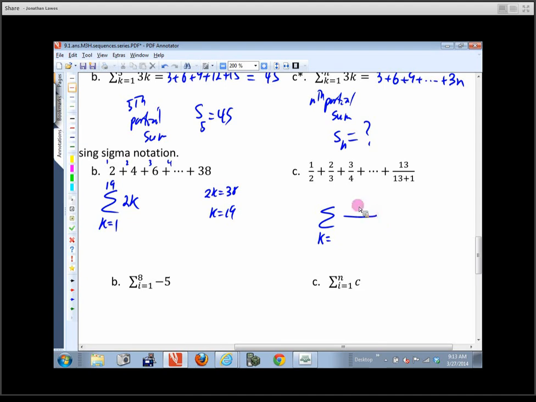What's the numerator? k. Denominator? k plus 1. And where do we stop? It's written right there for us. It's right in the formula. Hardly have to do anything there.